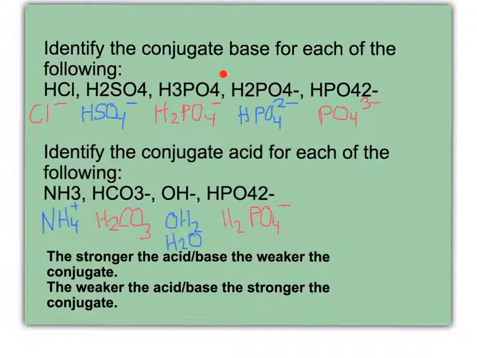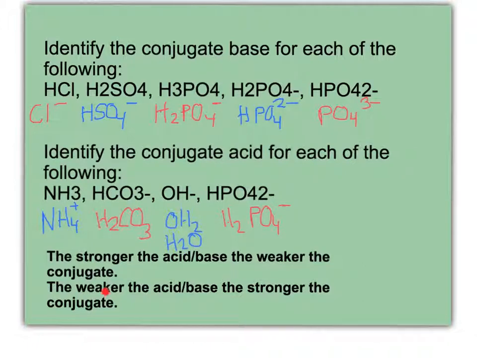So remember, if you're finding the base, a base has one less H plus, so you remove an H plus if you want the base. If you want the acid, an acid has an extra H plus, so you add an extra H plus if you want the acid. So be careful not to mix these up.